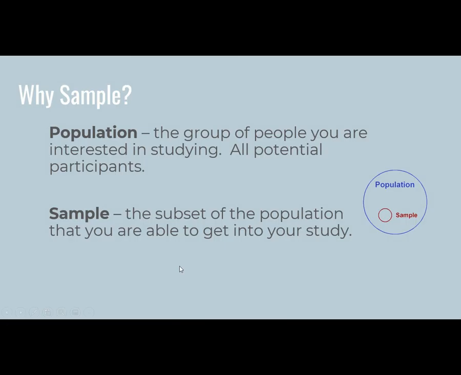All right, so let's introduce a few key terms about sampling. A population is the group of people you are interested in studying. It's all potential participants. A sample is the subset of the population that you are able to get in your study. So a population contains the people you are interested in studying, and the sample contains the people that you actually collect data on. So a population, as you can see here, is everybody, and a sample can be as big as you want, but most likely it's going to be a smaller subset of people that you actually talk to.